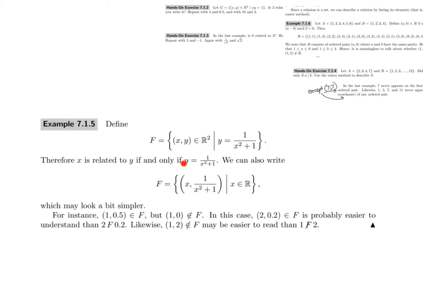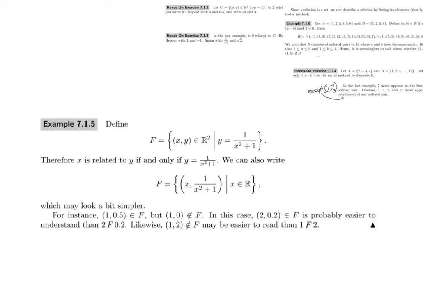And since we have an expression for y in terms of x, we could rephrase how we define F by saying F is the set of ordered pairs x, comma 1 over x squared plus 1, such that x is an element of R. Remember when we talked about different ways to define sets, there were two main ways. One was something of this form, and the other way was something of this form. So you might want to go back to chapter 4 and remind yourself, what were those called? How did those work?